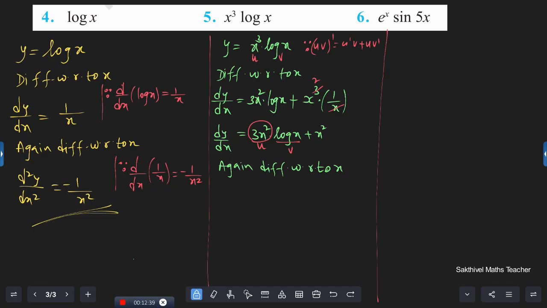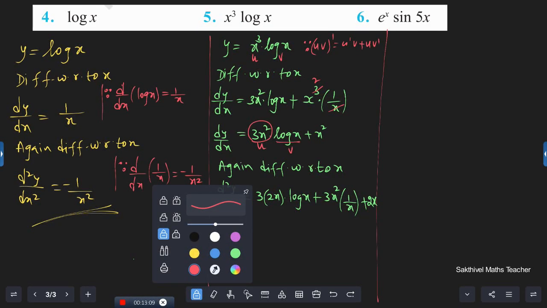With respect to x, so what I'm getting, again differentiate with respect to x: d square y divided by dx square. Again u dash, 3 let it be, x square derivative 2x, log x we have to write it as it is because this is u dash, this is v. So u dash v I mentioned. Plus u let it be, 3x square, let it be, log x when I differentiate 1 by x, that's it, plus x square derivative 2x. X square derivative what? 2x.